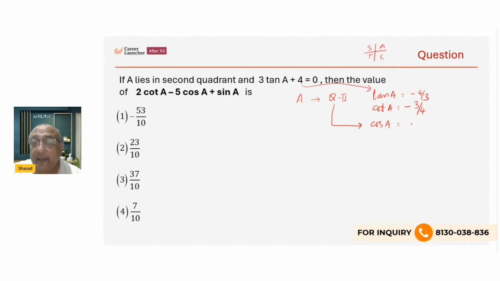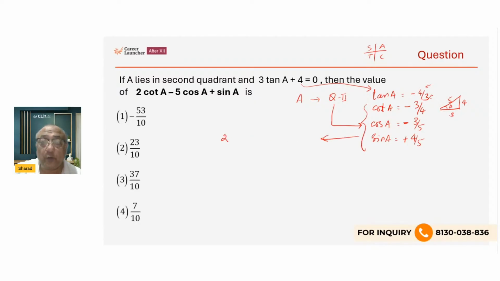So cos A will be equal to, again this numerical part I have to find out, and I have to find out the sign. This will be negative because it is in quadrant 2. Let's draw this again. A is the angle, the opposite side is 4 and the adjacent side is 3. So the hypotenuse is 5. So what is cos? Adjacent upon hypotenuse, which is minus 3 by 5. And sine will be positive. Why positive? Because it is in second quadrant. ASTC, sine is positive. This will be 4 by 5.